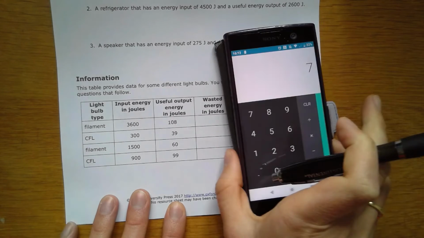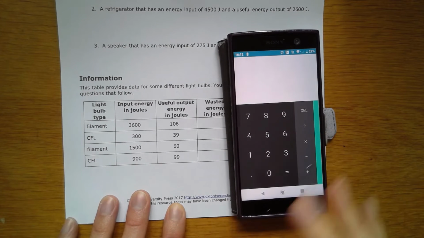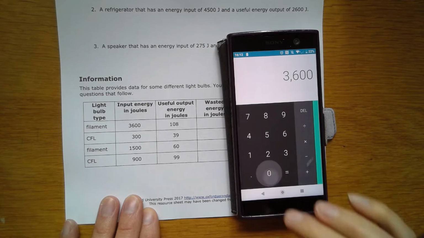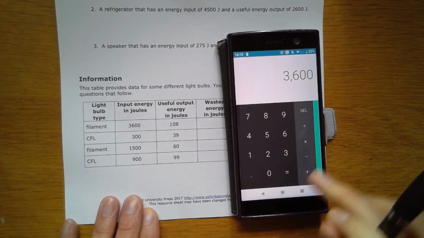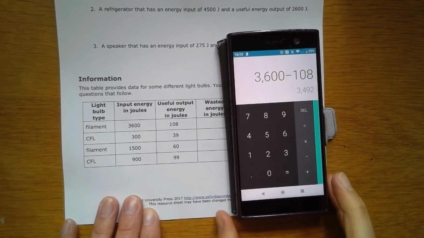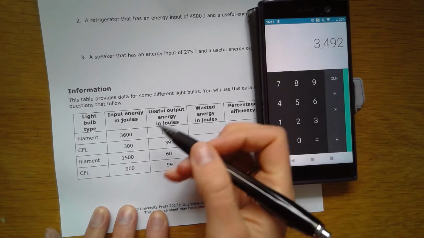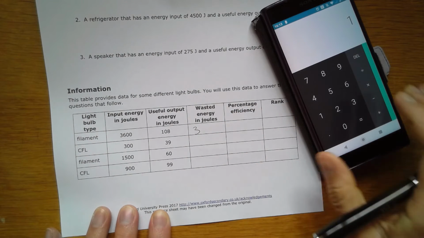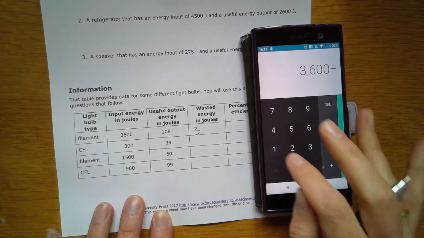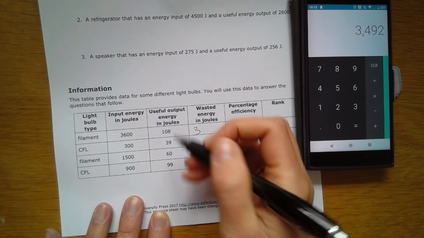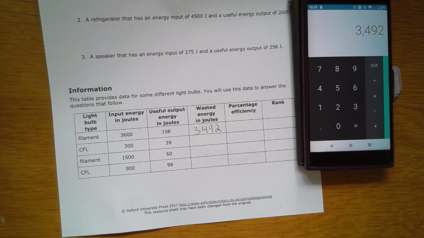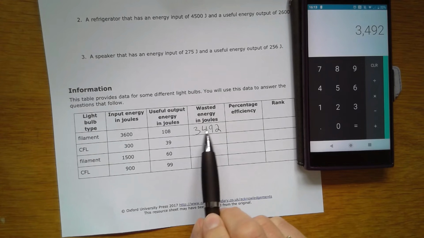So to do that, and get your calculator out again, you take the input energy, in this case 3,600, and you take away the useful energy, and that will give you your answer. So in this case, 3,600 minus 108 is 3,492 joules. So the first column is a nice easy subtraction.